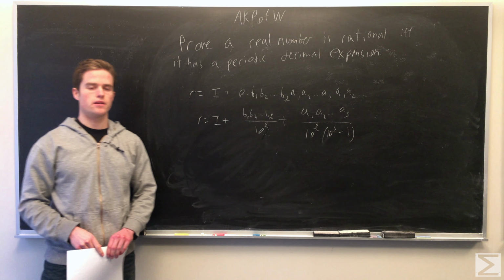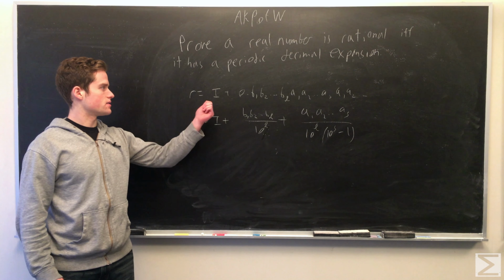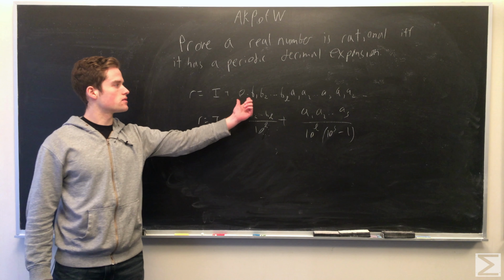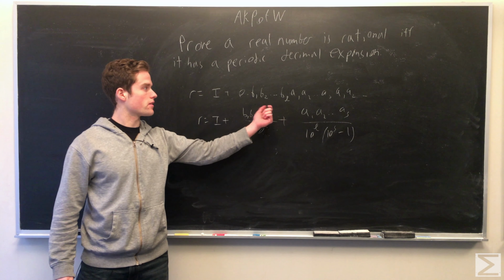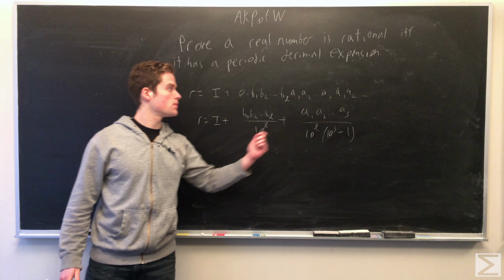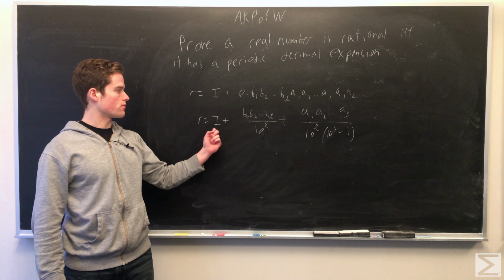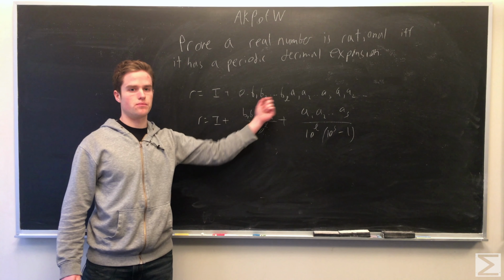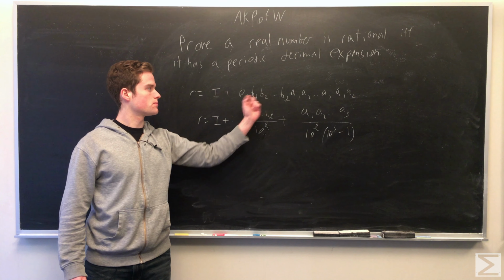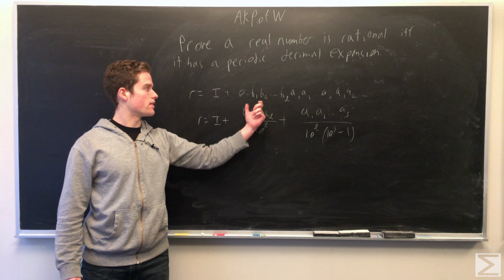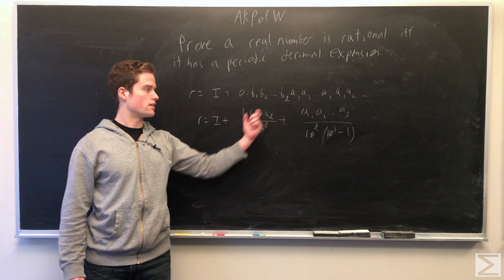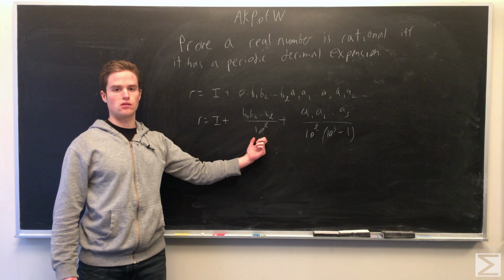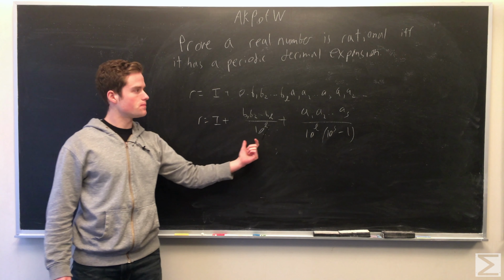So we can represent any general periodic decimal as some integer part plus some non-repeating initial finite part and then the repeating part that comes after. And this we can break up. We have the integer part, the non-repeating part, let's say it goes out to L decimal digits. This is just b1, b2, ..., bl over 10 to the L, which is a rational number.